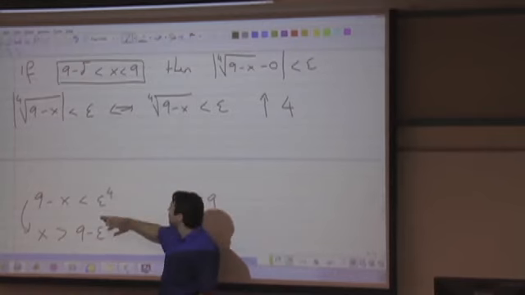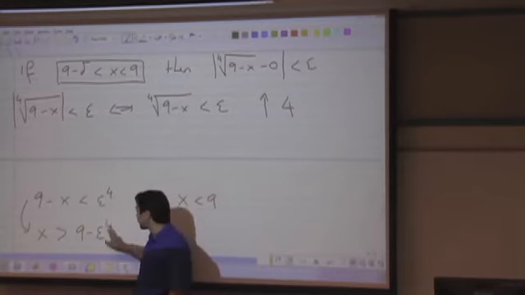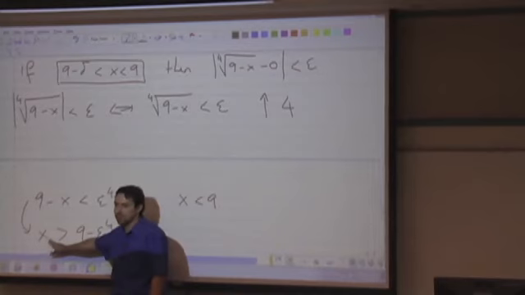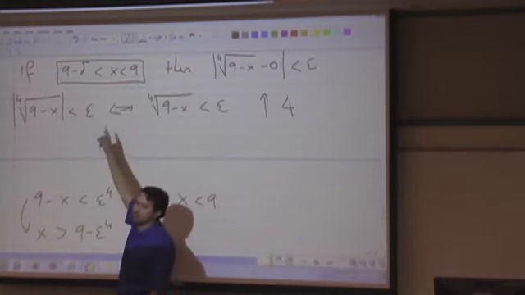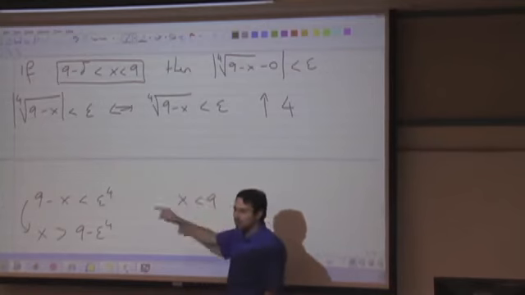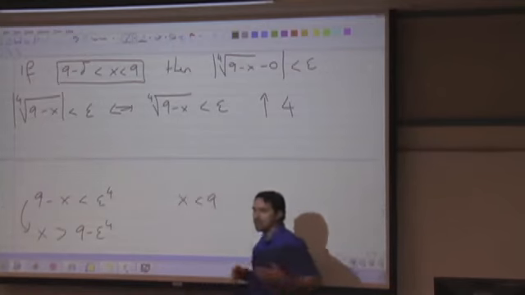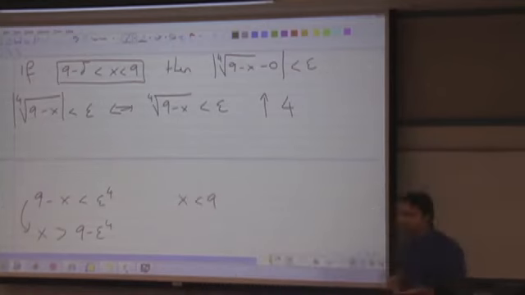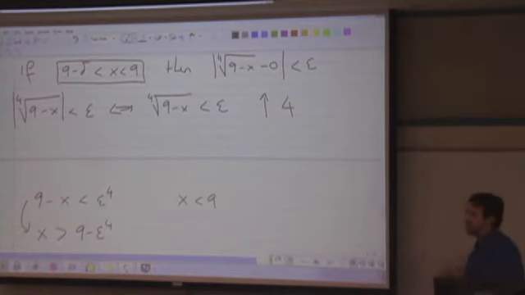And I probably should have written it the other way around, but the idea is 9 minus epsilon to the fourth is less than x. So if you come back up, then epsilon to the fourth is in fact delta. Because you have 9 minus delta and 9 minus epsilon to the fourth are basically the same kind of idea. Okay?